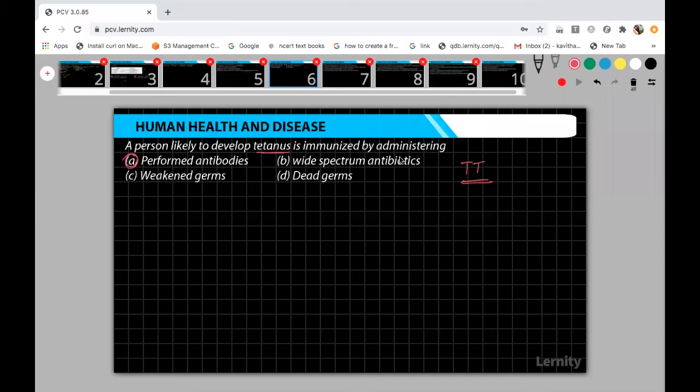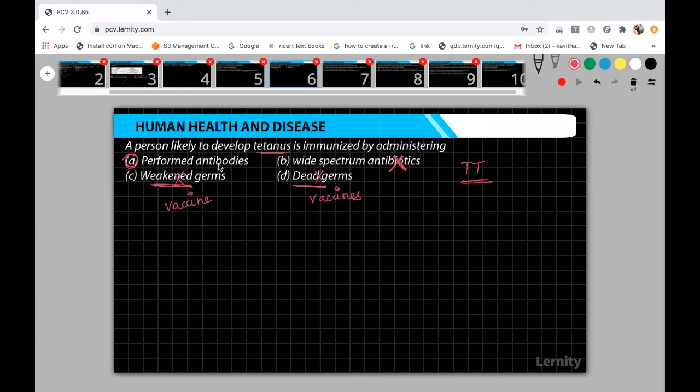Antibiotics will not be given. Antibiotics will be given to kill the bacteria or to inhibit the growth of bacteria. Weakened germs will be given in a vaccine. In vaccines, they will give either partially attenuated or partially killed organisms, which we call weakened organisms, and dead organisms can also sometimes be used. So these three will not be used in tetanus.